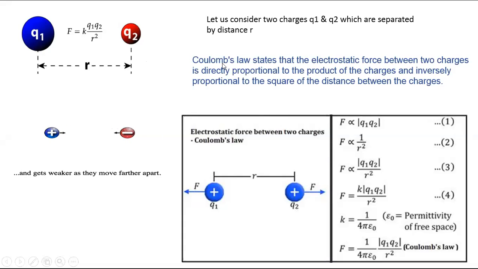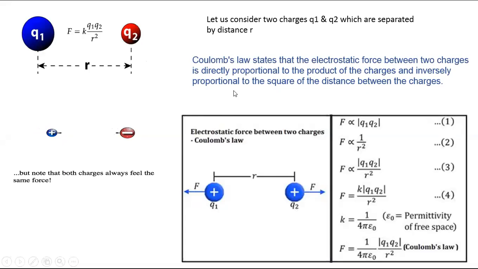So according to Coulomb's law, one object is attracting another object. Coulomb's law states that the electrostatic force between two charges is directly proportional to the product of charges, F is directly proportional to Q1 into Q2, and inversely proportional to the square of the distance between the charges. When the charges are coming closer to each other, what's going to happen? The attraction force is maximum. When the charges are moving away from each other, the force starts to decrease.